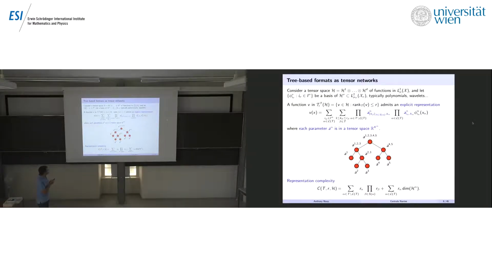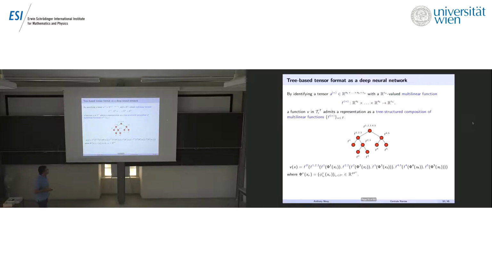Then a function in this tensor format will have an expression like this, as a multiple sum of products of components of low-order tensors, A alpha. Each of these tensors, A alpha, is associated with a node of the tree. Okay? And this is why we call this approximation format tensor networks, because they are parameterized by a collection of tensors organized in a tree. The representation complexity of such a function can be written like this, and is a function of the ranks you have imposed and the dimension of the background approximation spaces.